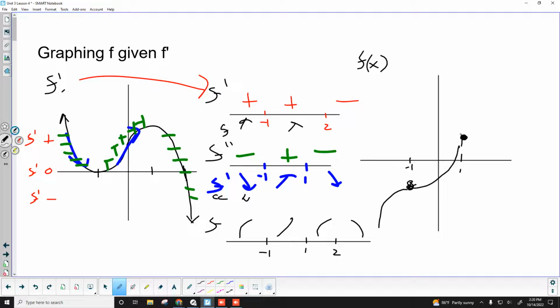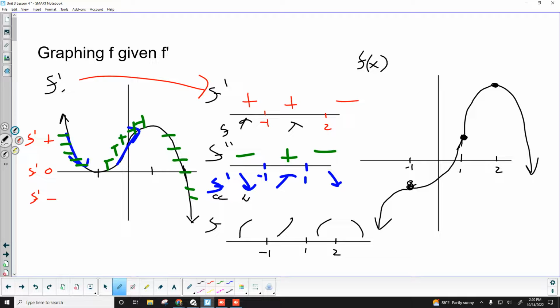Now, exactly where do these points go? We don't know right now. We will know in the future. But for right now, we just kind of say this is what the shape of F looks like. Now, for all the questions we're about to do, this can be done first. You could create f prime sign analysis. You could create f double prime sign analysis. Then, boom, look at your signs and interpret them to answer the question.